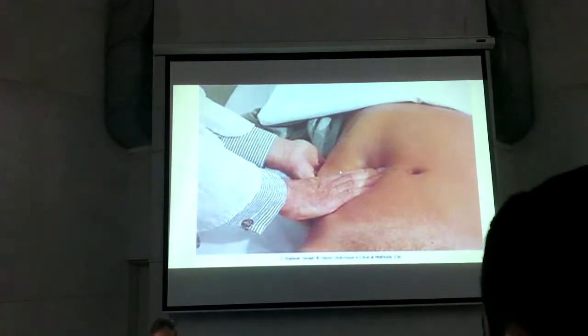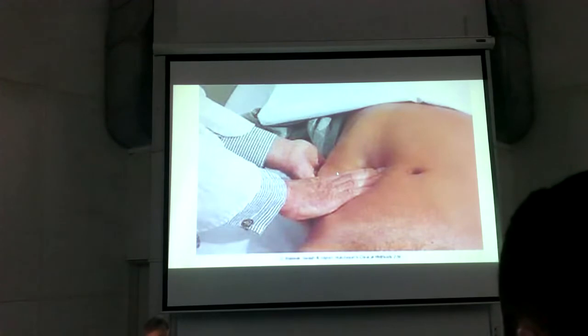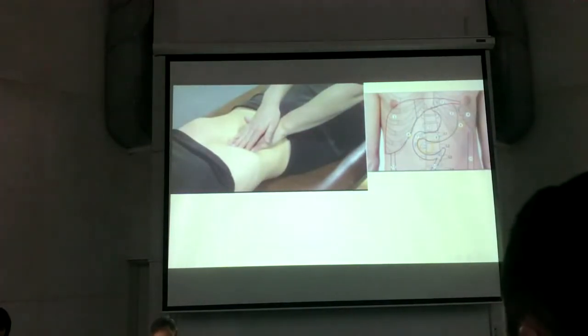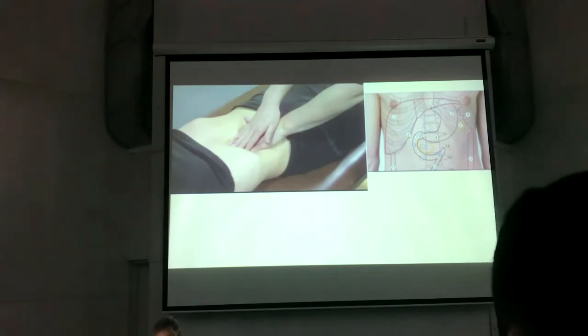Again, this image is telling me that, look, the hands of this doctor are just inferior to the right subcostal region, and this is examination of the edge of the liver. Again, this is examination of right hypochondrial region, trying to palpate the liver. Because we had this previous knowledge, and we are going to use it to examine patients.